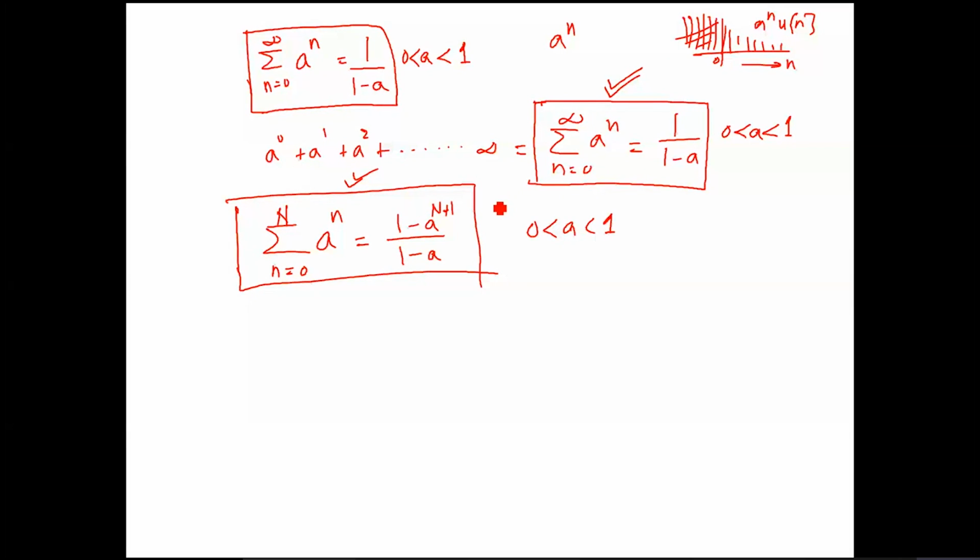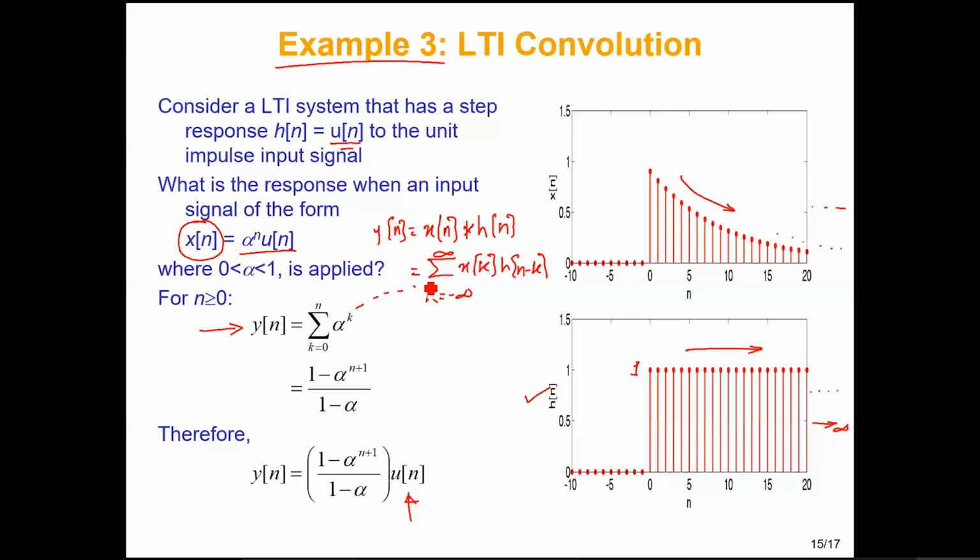Now let's come back to our question again and see where we were. This summation, we know that its limits are not from 0 to infinity, it's from k equal to 0 to n. So if we just plug in the formula, it becomes (1 minus alpha raised to the power of n plus 1) over (1 minus alpha). So this is your y of n.